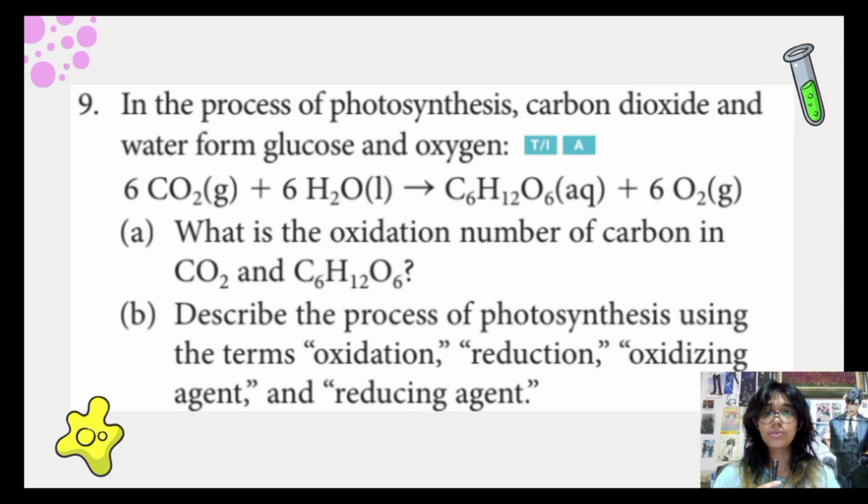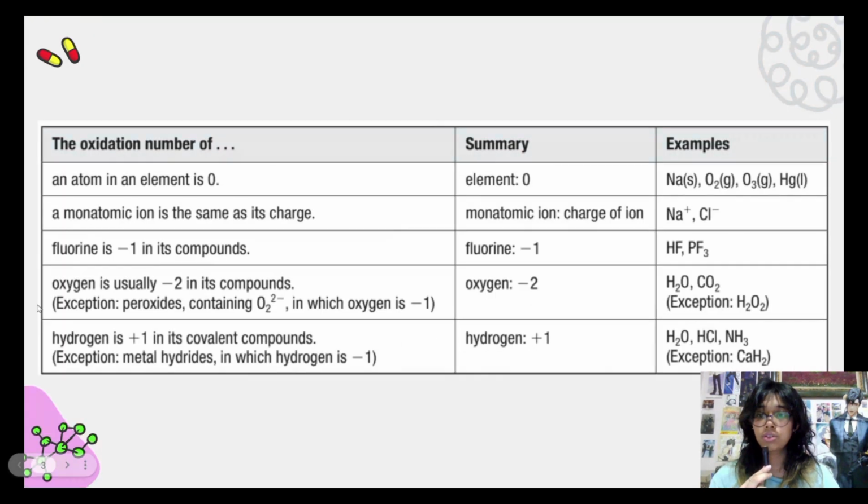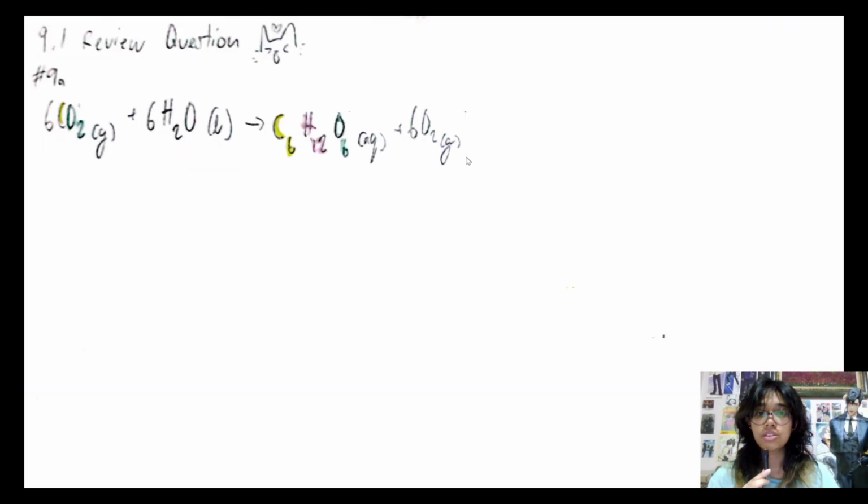Hi, I'm Maya, and I'll be doing question number 9. So there are 2 parts to this question, A and B. The first part is: what is the oxidation number of carbon in CO2 and glucose? So let's do that part first. So the 2 we have to focus on are oxygen and hydrogen because we need those 2. So this is the reaction I got from earlier: CO2 plus water equals glucose and oxygen, balanced.